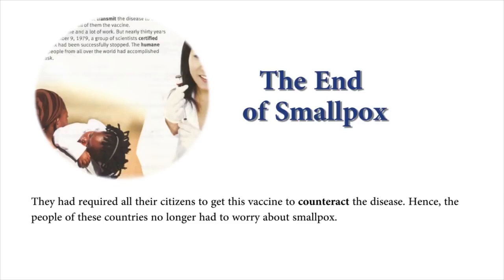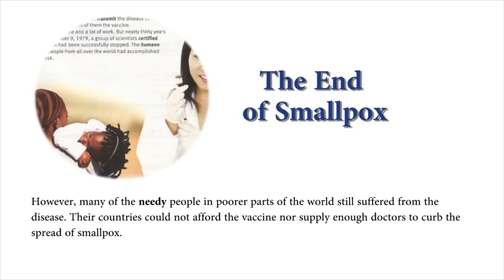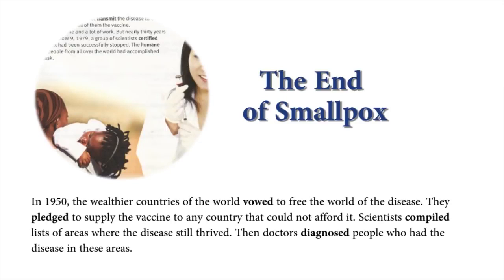Hence, the people of these countries no longer had to worry about smallpox. However, many of the needy people in poorer parts of the world still suffered from the disease. Their countries could not afford the vaccine nor supply enough doctors to curb the spread of smallpox. In 1950, the wealthier countries of the world vowed to free the world of the disease. They pledged to supply the vaccine to any country that could not afford it.